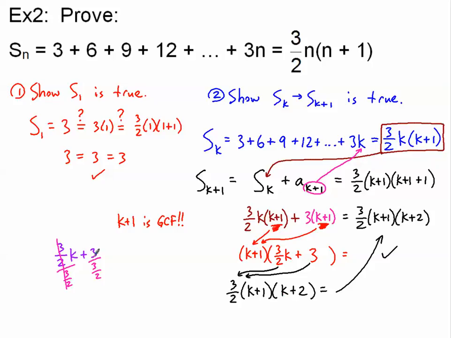If we take 3 and divide by 3/2, that's the same thing as multiplying by the reciprocal 2/3. And then you see the 3's cancel away, and of course that's equal to 2. So that's why mathematically this does hold true. And we've just proven our second mathematical induction. Please go back and watch this entire example if you need to see it again.